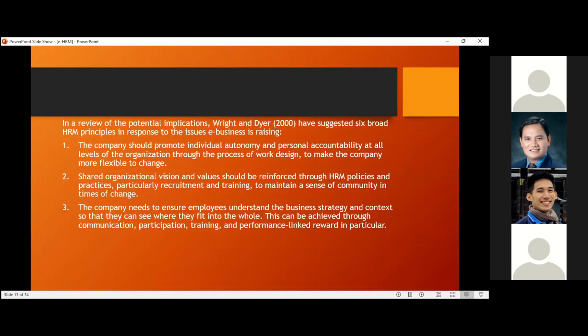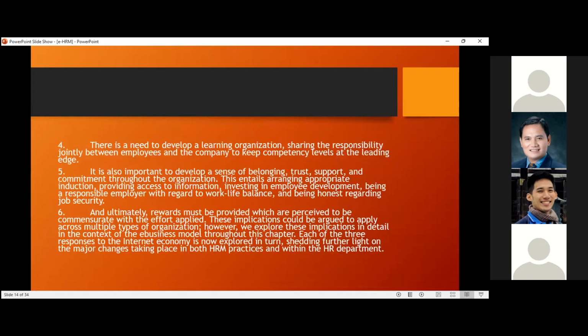Third, the company needs to ensure employees understand the business strategy and context so that they can see where they fit into the whole. This can be achieved through communication, participation, training, and performance-based reward in particular. Fourth, there is a need to develop a learning organization, sharing the responsibility jointly between employees and the company to keep competency levels at the leading edge.